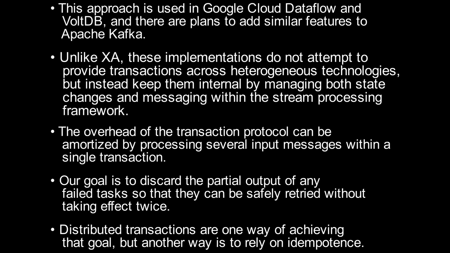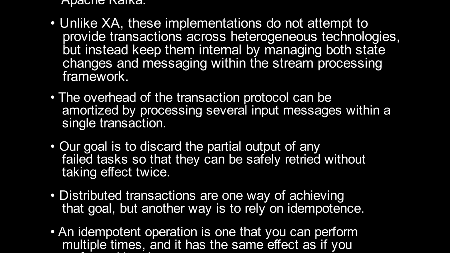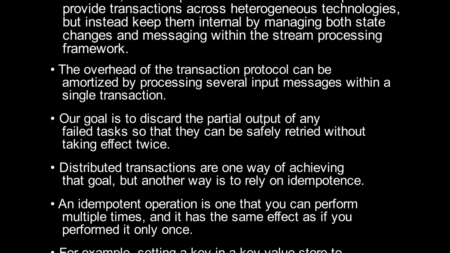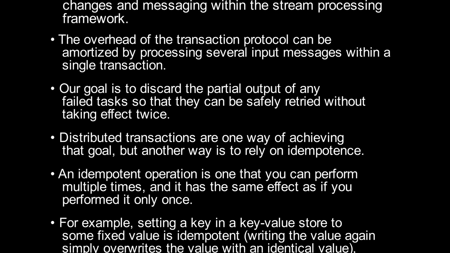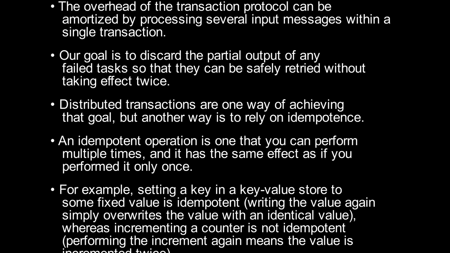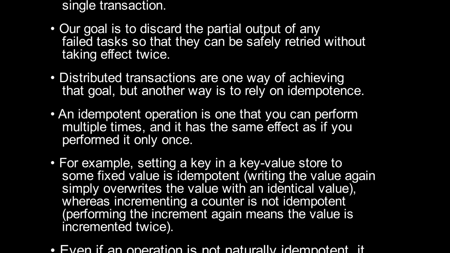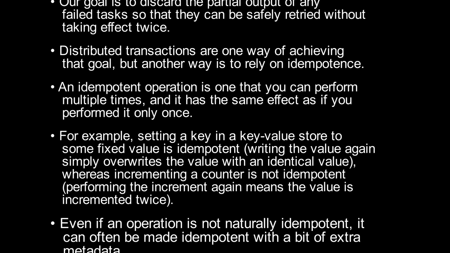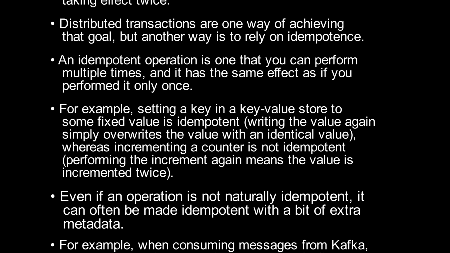Our goal is to discard the partial output of any failed tasks, so that they can be safely retried without taking effect twice. Distributed transactions are one way of achieving that goal, but another way is to rely on idempotence. An idempotent operation is one that you can perform multiple times, and it has the same effect as if you performed it only once. For example, setting a key in a key-value store to some fixed value is idempotent. Writing the value again simply overwrites the value with an identical value, whereas incrementing a counter is not idempotent. Performing the increment again means the value is incremented twice.